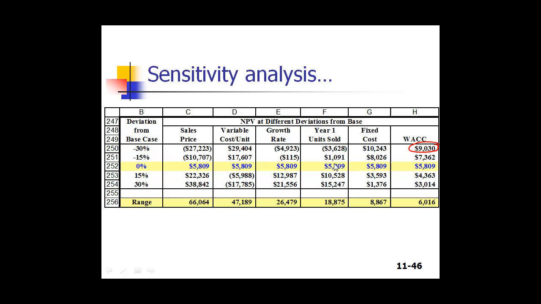So here you will notice a positive relationship with the growth rate, and NPV is quite sensitive to growth rates. Actually, what do you think these numbers mean? What is this 66064? Yeah, the range. The range is the difference between the highest and the lowest.